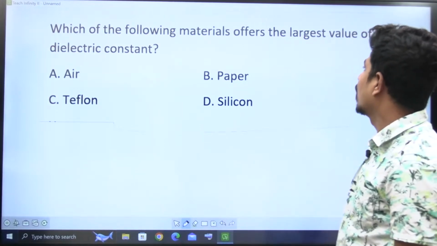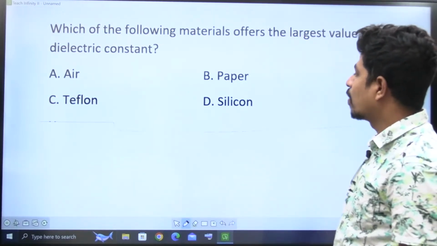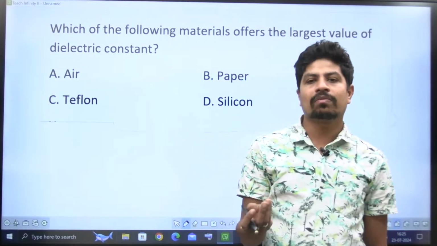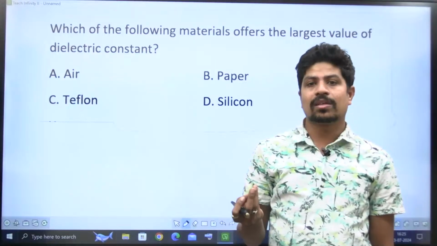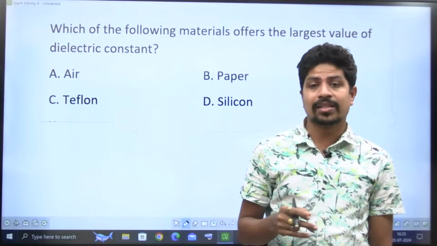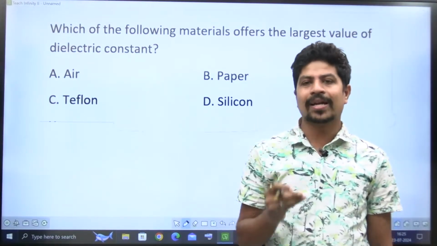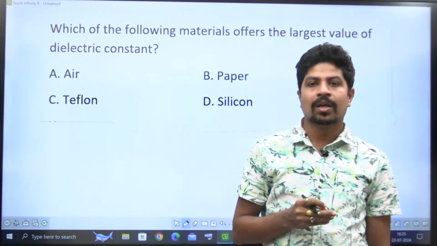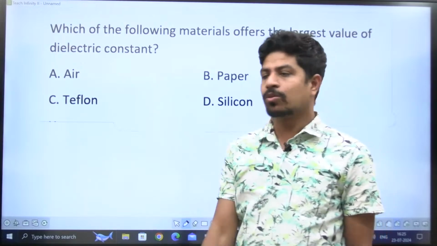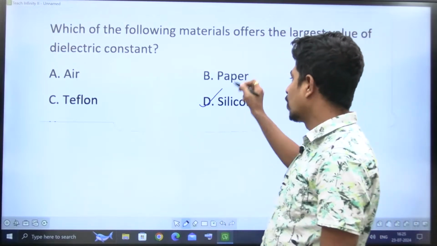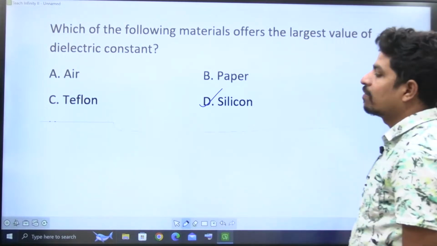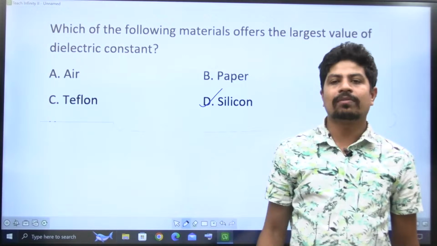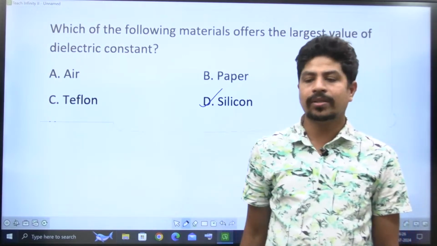Which of the following materials offers the largest value of dielectric constant? I suggest all students preparing for this HPCL examination have a little bit of knowledge of materials. Don't go for total material science lectures. Simply study electric materials and magnetic materials, especially silicon, steel, copper, aluminium, and their permeability. The answer is silicon. Silicon has the largest value of dielectric constant. No procedure here; if you know this, you can answer, otherwise no.